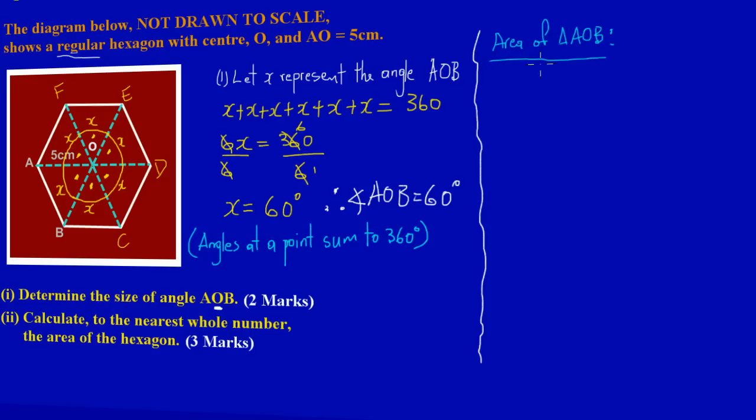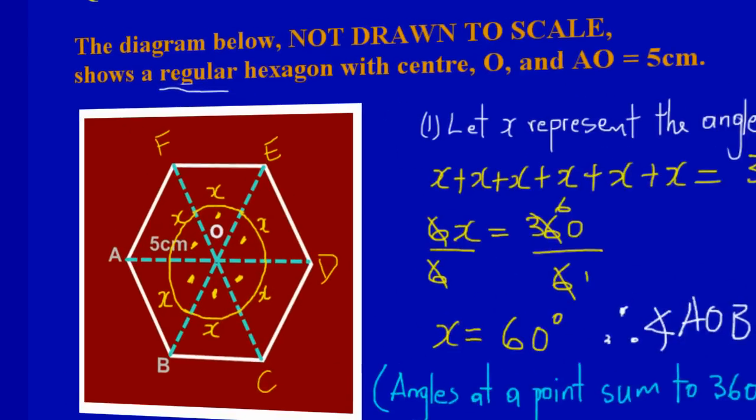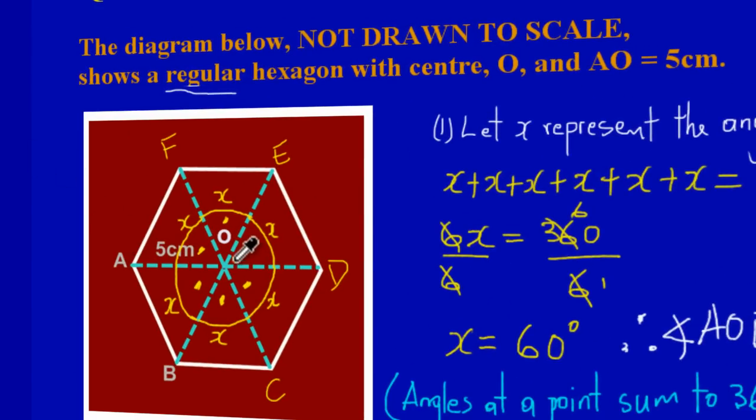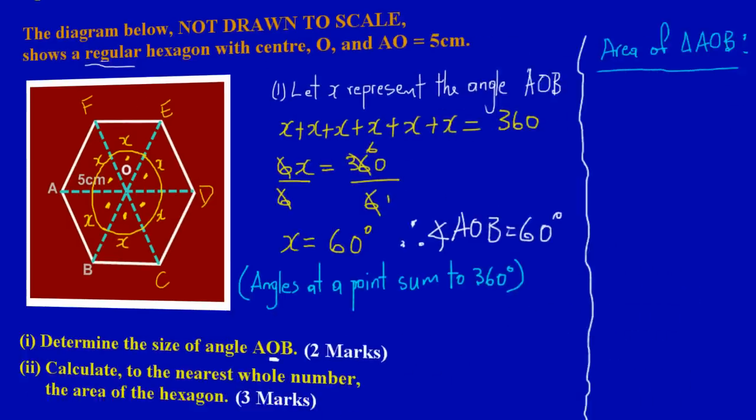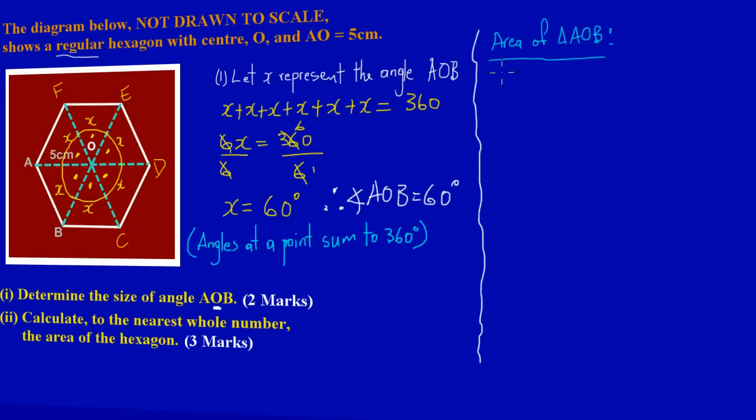Now if you look at the triangle AOB, if you notice, AO, they gave that to us to be 5 centimeters. Also BO, since it's a regular polygon, the length of AO would be equal to the length of BO. So since we can make that statement, the length of AO is equal to the length of BO, which is equal to 5 cm, because we had established that these two triangles are congruent.